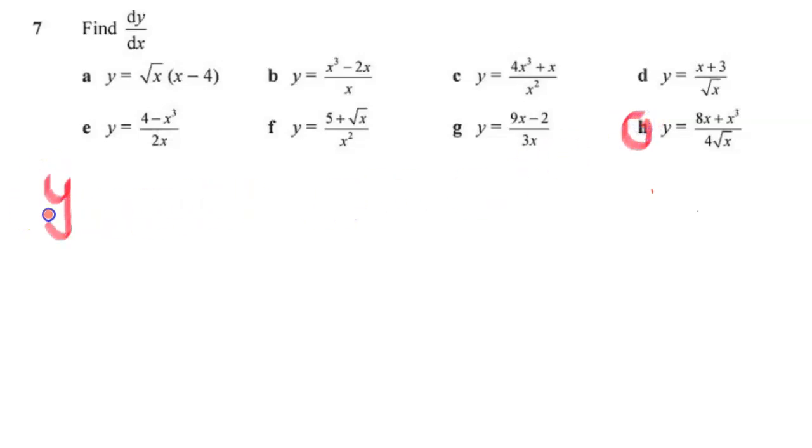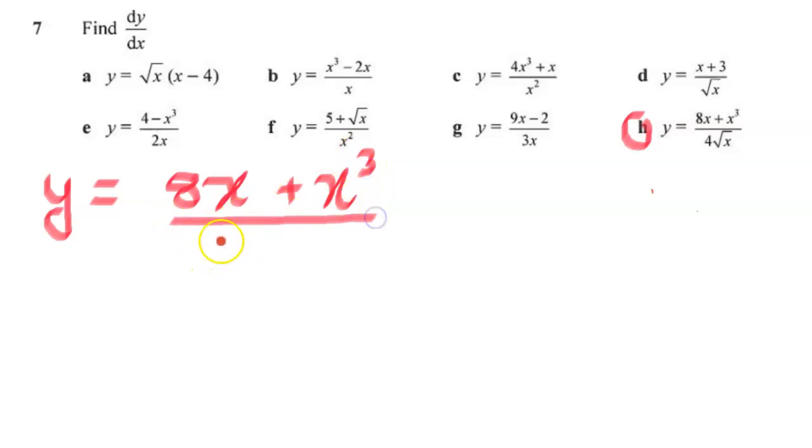Y equals 8x plus x cube, divided by 4. Now this is x square root x. So I can write that one as x to the power half.